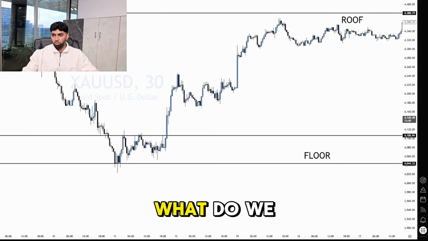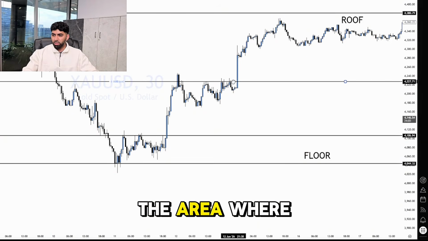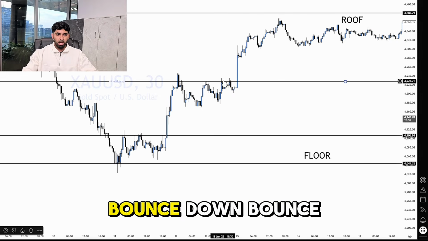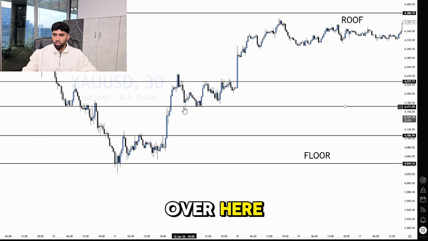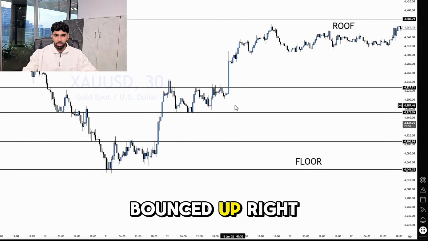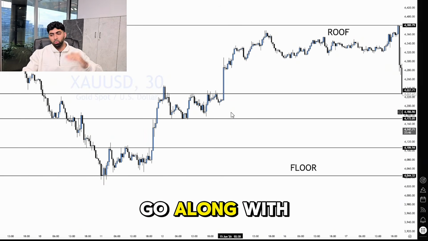So when we see this happening, what do we do? We go ahead and take a line. You put it over here at the area where the market is bouncing the most. You can see it bounced over here down, bounced down, bounced down. At the bottom as well, you can see at this point over here, it bounced up from there, bounced up from there, bounced up and bounced up, right? You can see now how you go and construct your levels as you go along with the market.